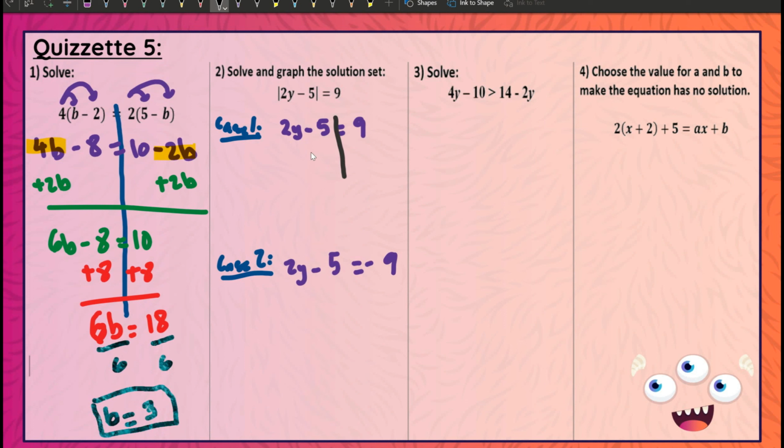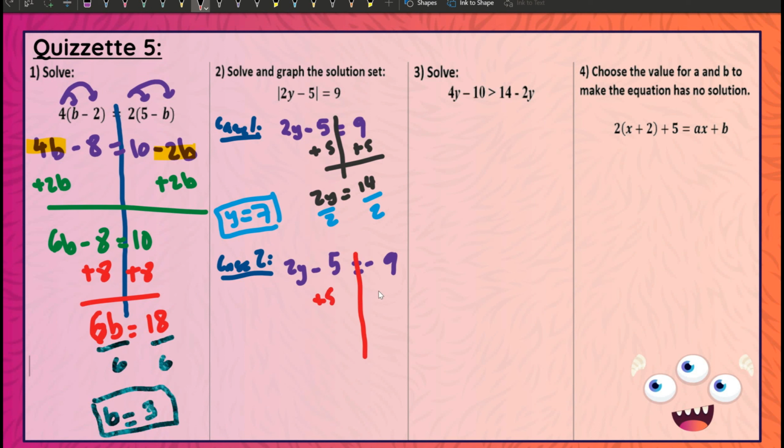Solving for y, we add 5 to both sides. That will be 2y equals 14, and divide both sides by 2. Y equals 7 is the answer for case 1. Case 2 is similar to case 1. We add 5 to both sides. Negative 9 plus 5 is negative 4, and bring down 2y. We divide both sides by 2, so y equals negative 2.